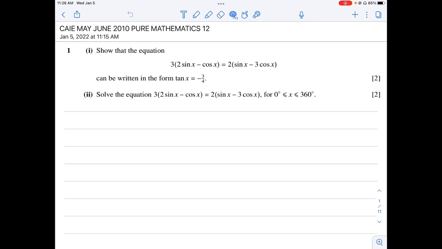Hello, welcome. This is CAIE, May June 2010, paper 12, pure mathematics. That is paper 1, version 12 of May June 2010. There are something around 11 questions. We shall try to solve all the questions.